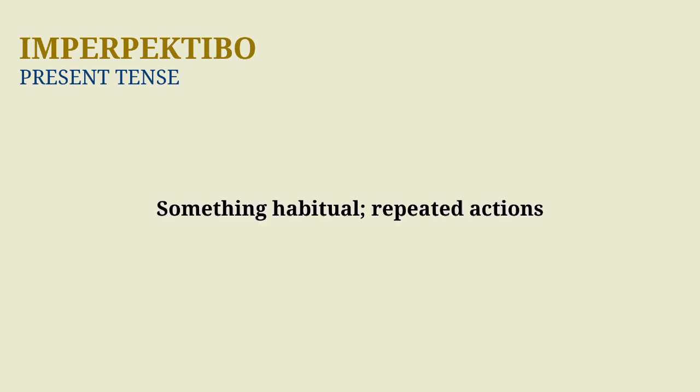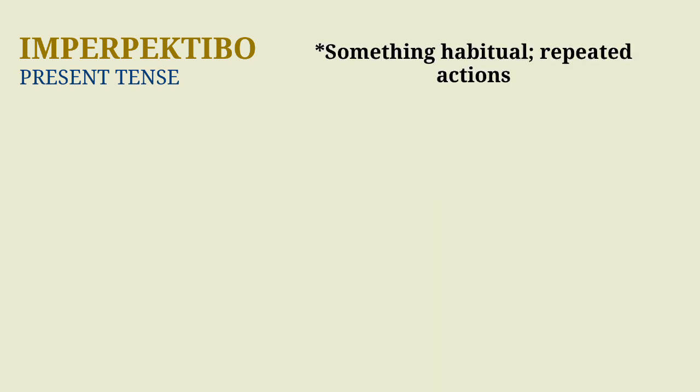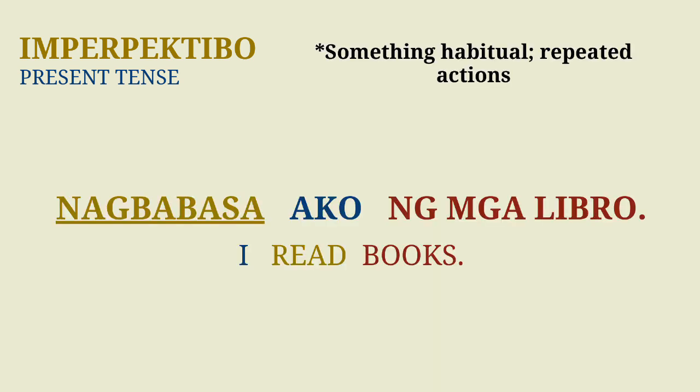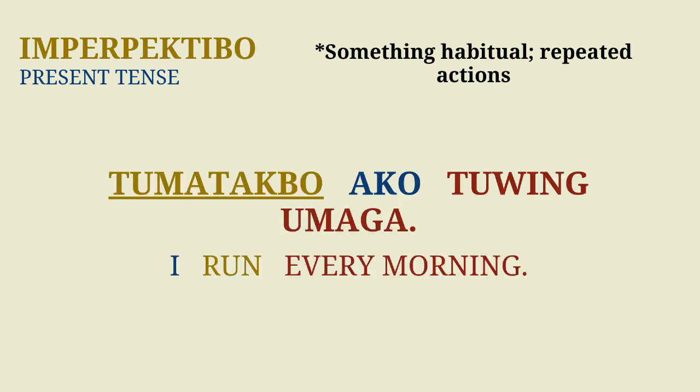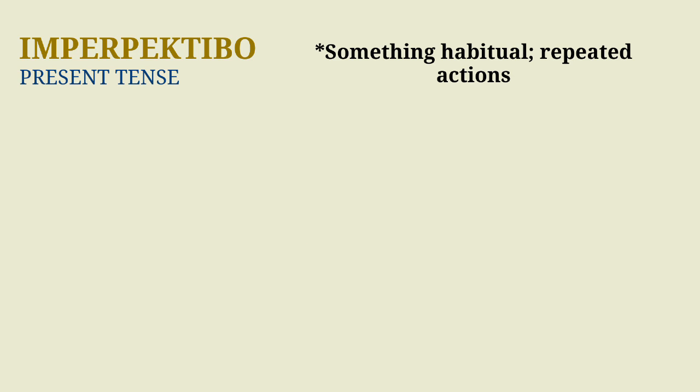Another instance where you could use imperpektibo is when you are describing something that is habitual or repeated actions. Halimbawa, nagbabasa ako ng mga libro. So when you say nagbabasa ako ng mga libro or I read books, you meant it's something that you do repeatedly, not just once, but it's a hobby that you do. Another example is tumatakbo ako tuwing umaga. Same goes with this one. It is a repeated action. It's something that you do every morning.